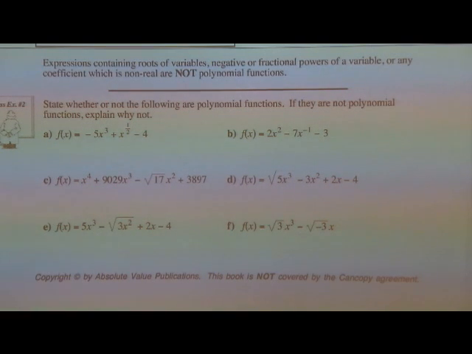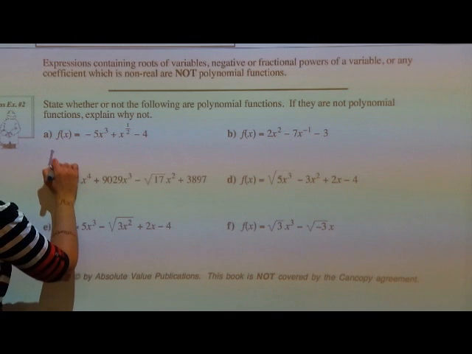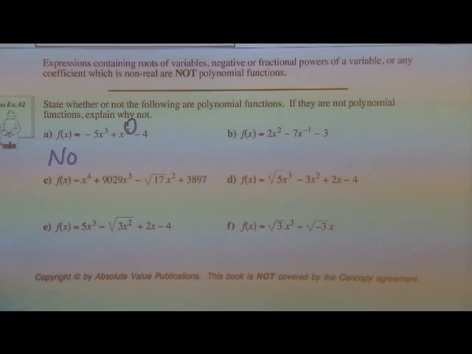So if we look at class example number 2, I have negative 5x cubed plus x to the power of 1/2 minus 4. Is this a polynomial function? No. Why not, Jessica? Because it has x to the power of 1/2, which isn't a whole number. Right. So that x to the power of 1/2 is not a whole exponent.